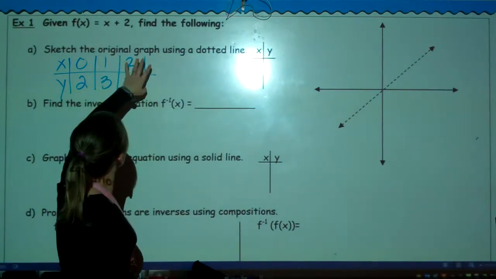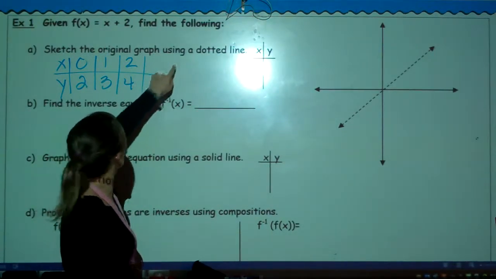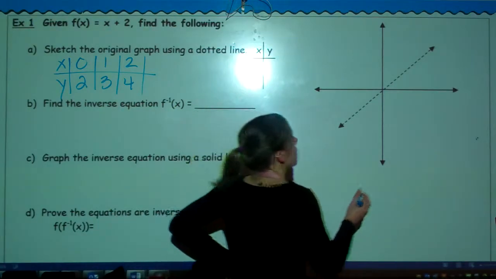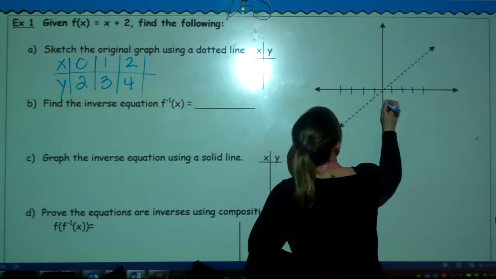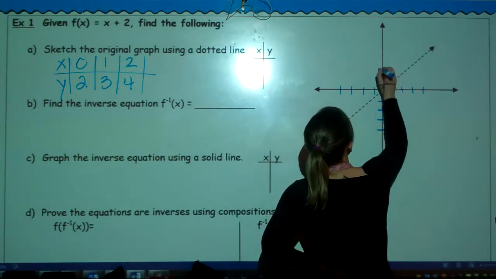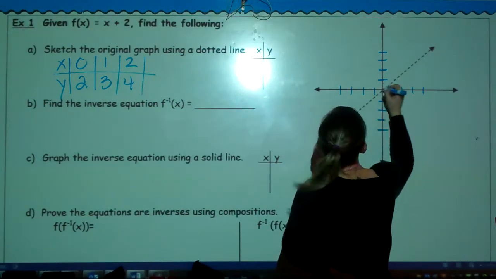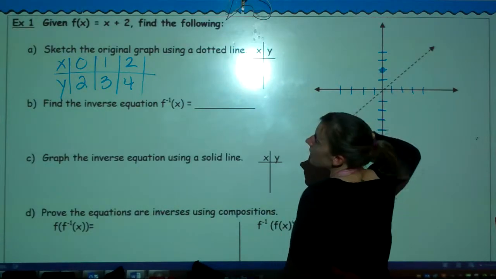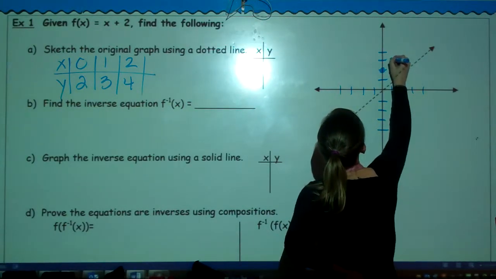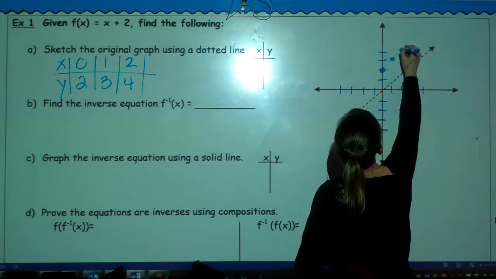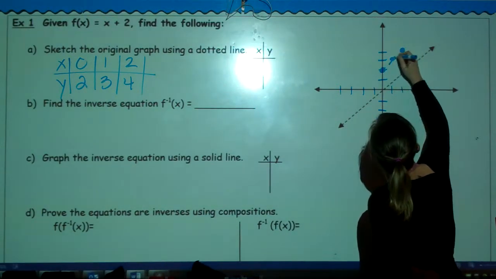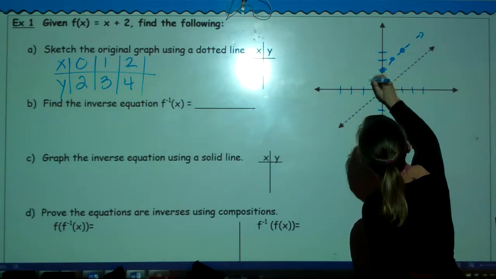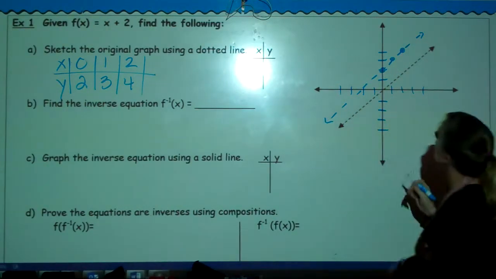The original function, it says sketch the original graph. So here's the original function. 1, 2, 3, 4, on each axis. All right, so 0, 2, 1, 3, and 2, 4. And it says to use a dotted line, so we are just going to make a dotted line right there.